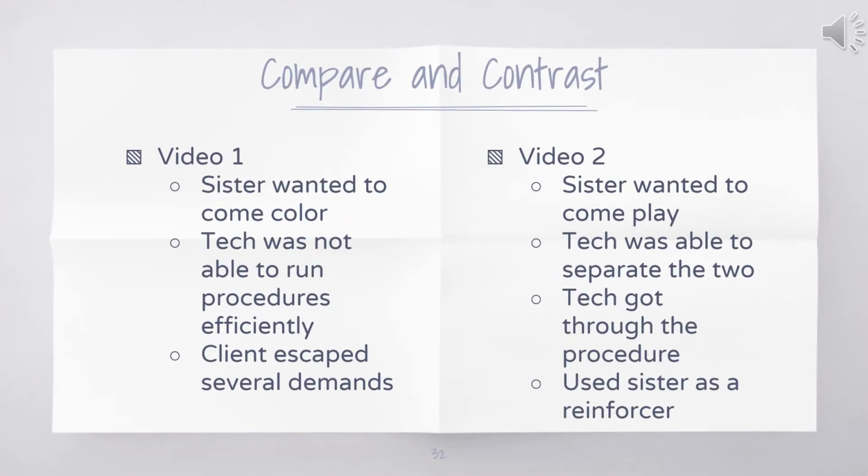Now let's compare and contrast the 2 videos. So in video 1, we see the sister of the client wanting to come join and color with the client. The technician was unable to continue running the procedure efficiently and lost absolutely all instructional control. The client was then able to escape several demands as well.